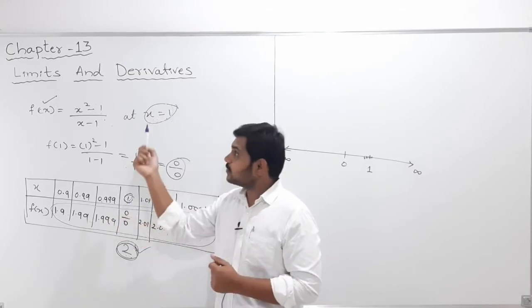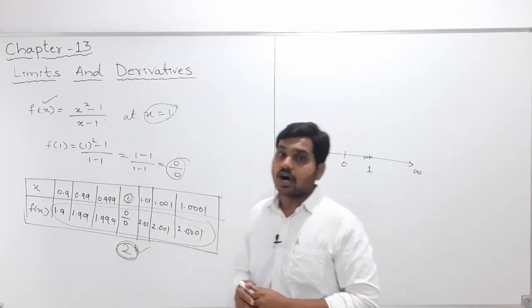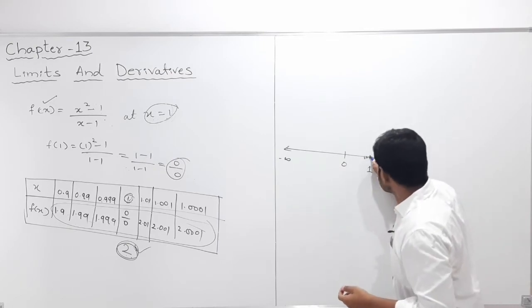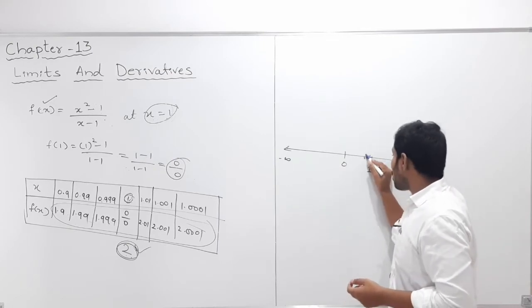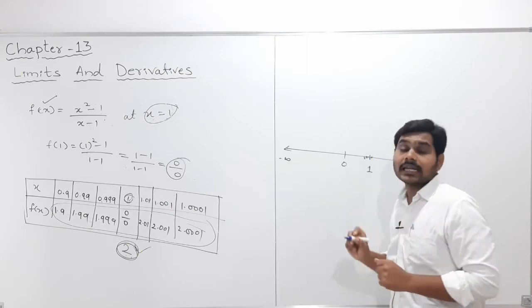So this concept we can call as limits. Clear? So now my dear students, observe what I am doing here. To this one point, all these points here are in the neighborhood of 1, and here also the points are neighbors.